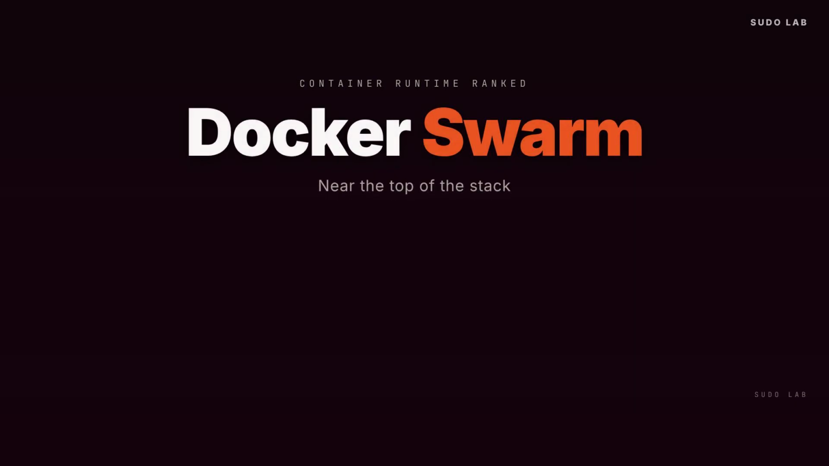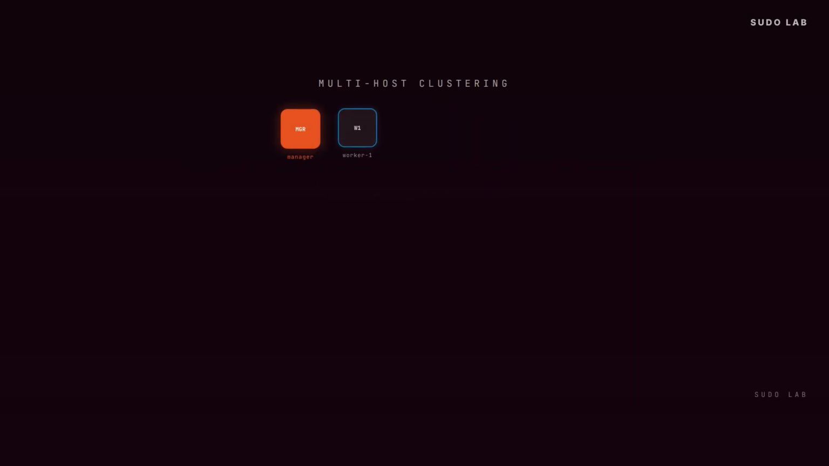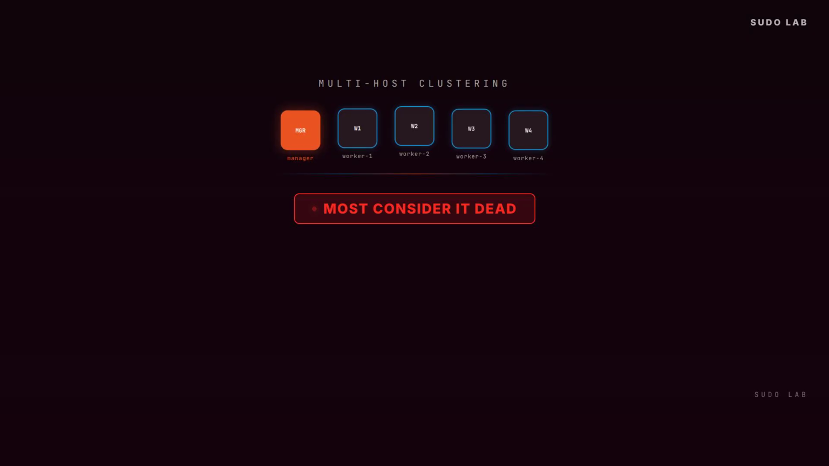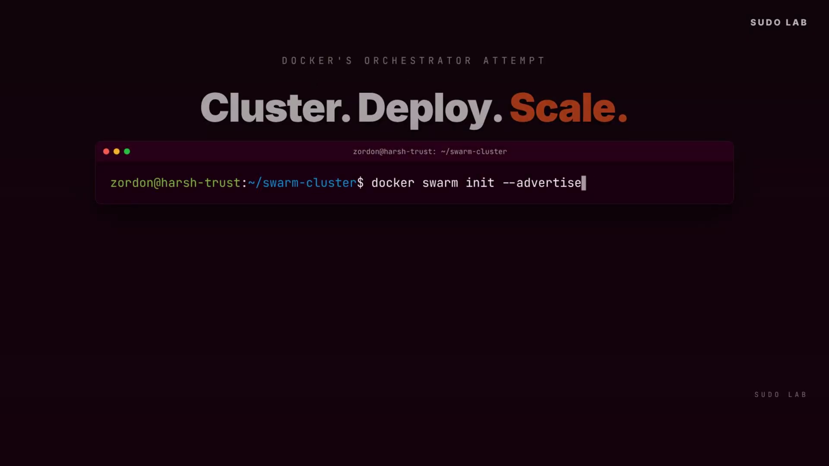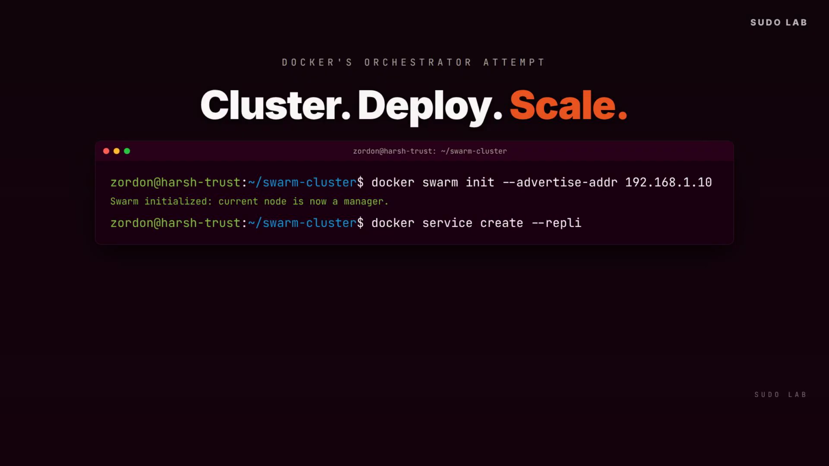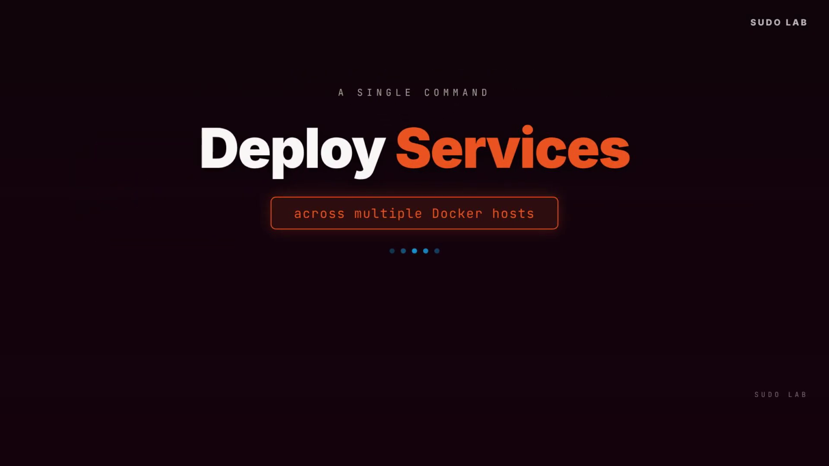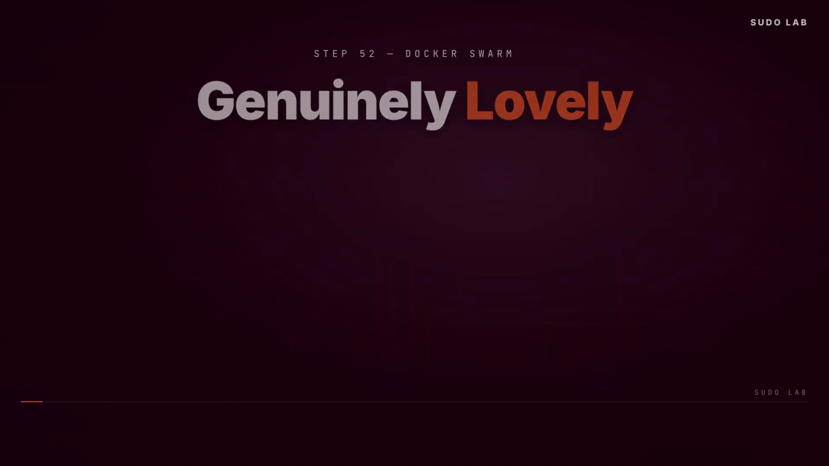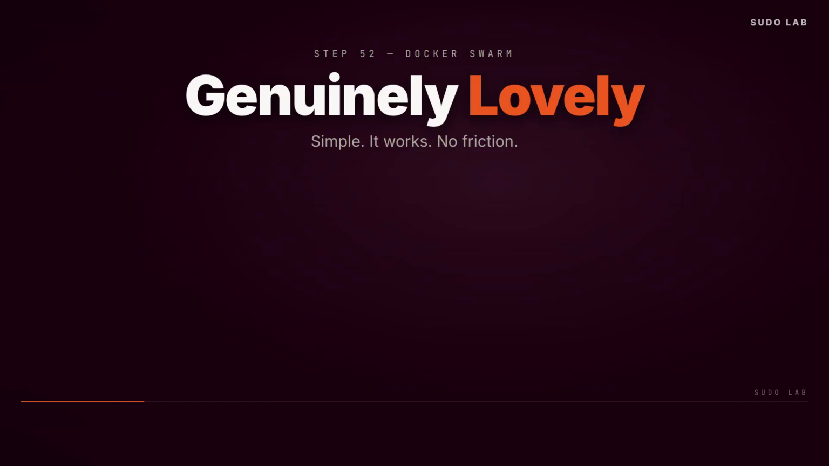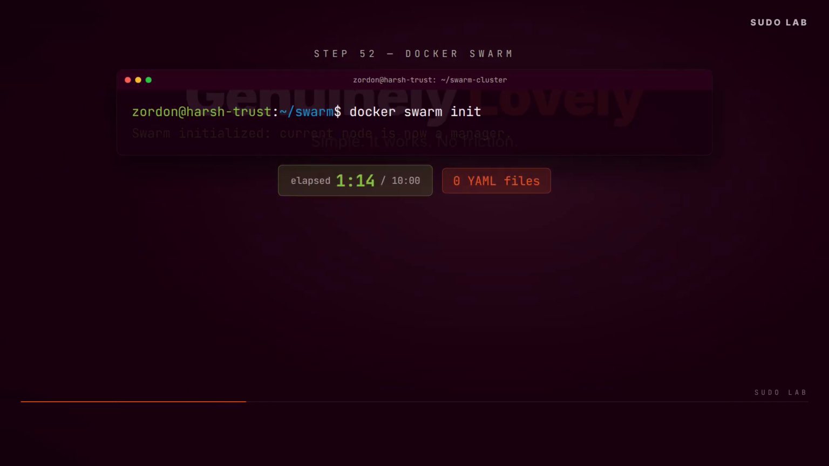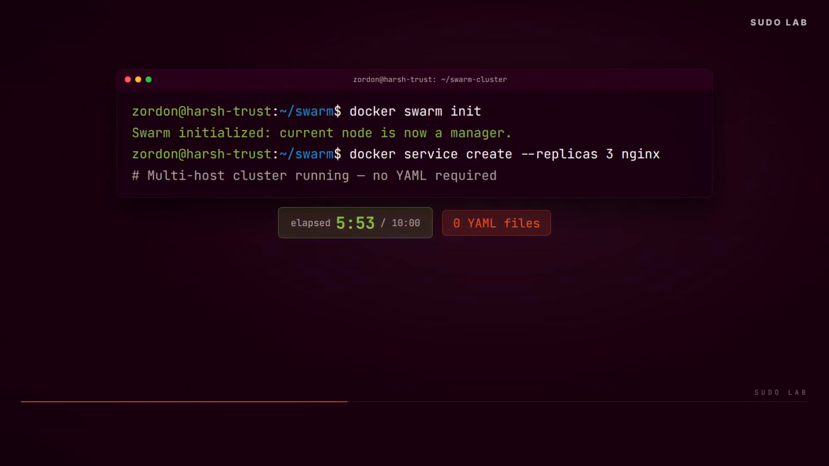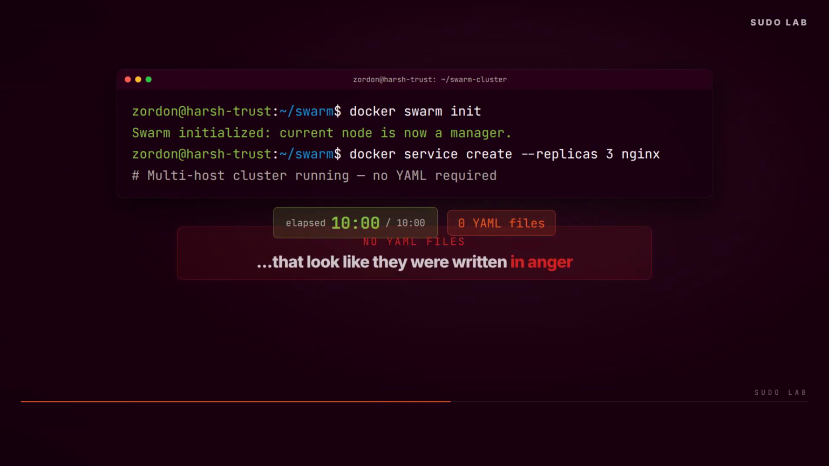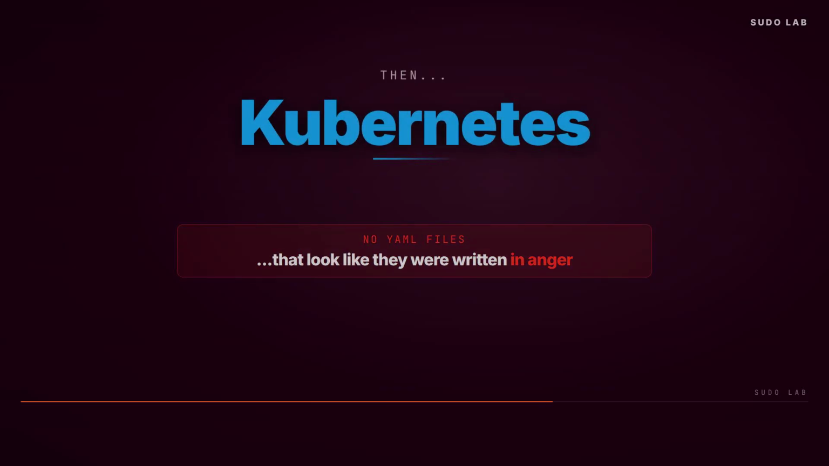Near the top of the stack, we have to talk about Docker Swarm, even though most people would tell you it's already dead. Swarm was Docker's attempt at an orchestrator. Take multiple Docker hosts, cluster them together, and let you deploy services across them with a single command. The experience is genuinely lovely. It's simple, it works, and you can have a real multi-host cluster running in about 10 minutes with no YAML files that look like they were written in anger.